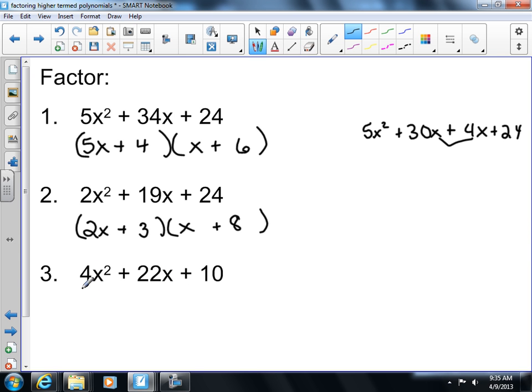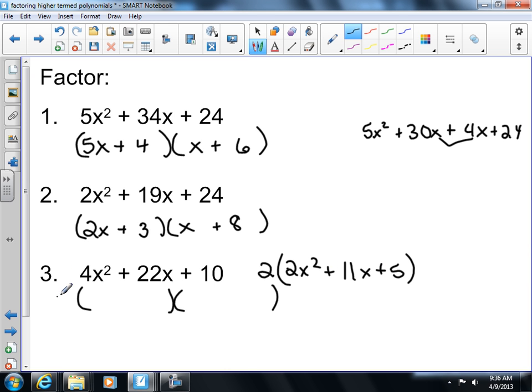All right, now we get to this next one. Coming to another little different problem. What options can I have here? I could have 2x times 2x, or I could have 4x times x. Oh, but what do you notice, Crystal? I can divide them all by 2. Ooh, let's do that. If I divide them all by 2, I'm factoring out a 2. What do I have left? 2x squared plus 11x plus 5.